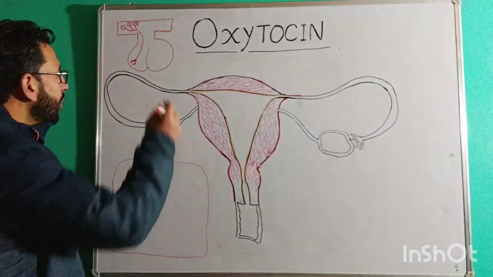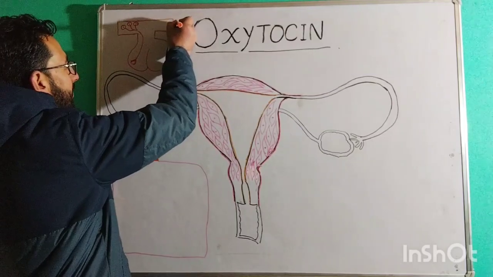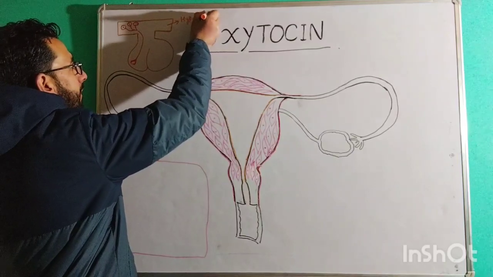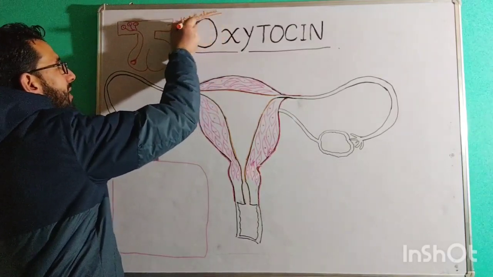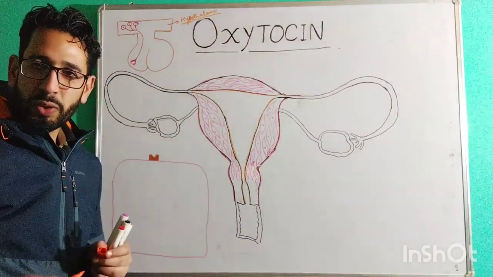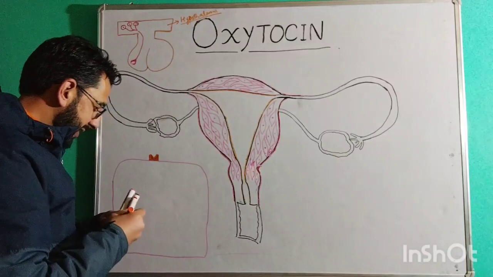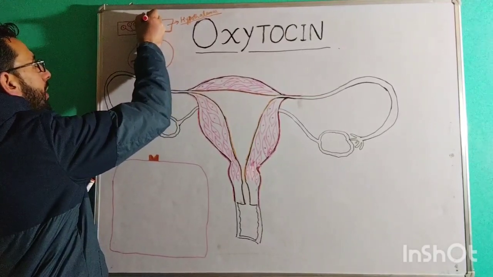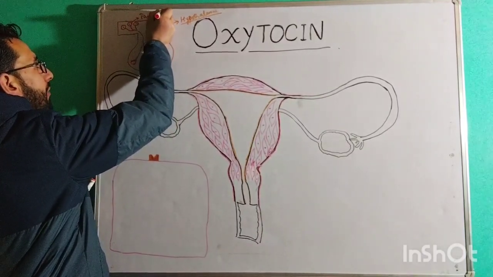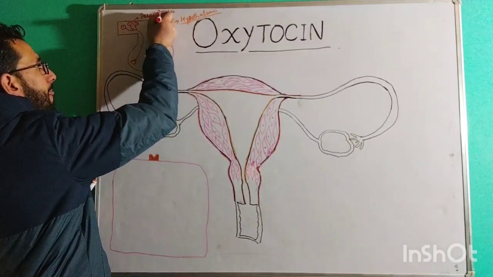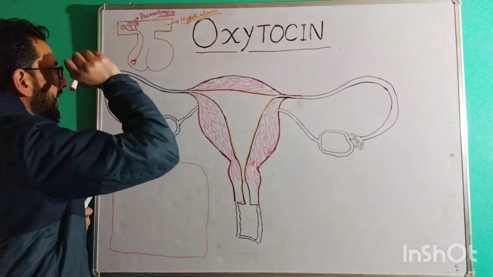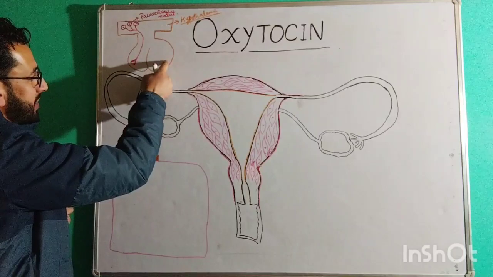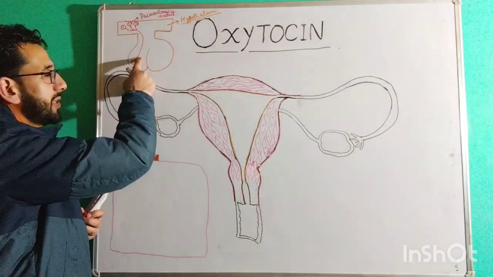Fine. So here is the hypothalamus. I hope you remember this. And we already know that this hypothalamus contains various nuclei, and one of the nuclei is the paraventricular nucleus. Fine. And below the hypothalamus we have the pituitary gland. Here is the anterior pituitary gland and here is the posterior pituitary gland.